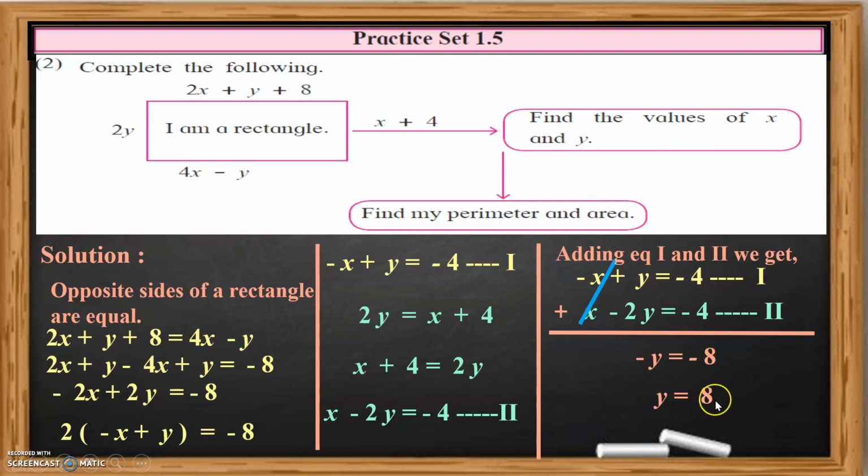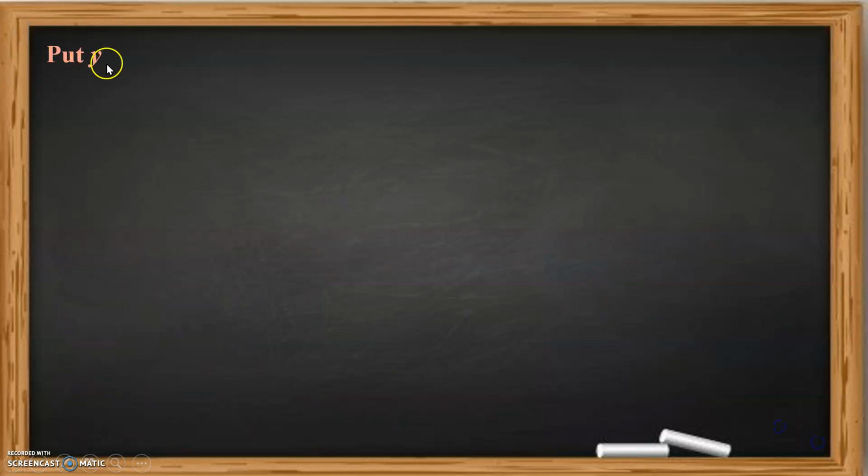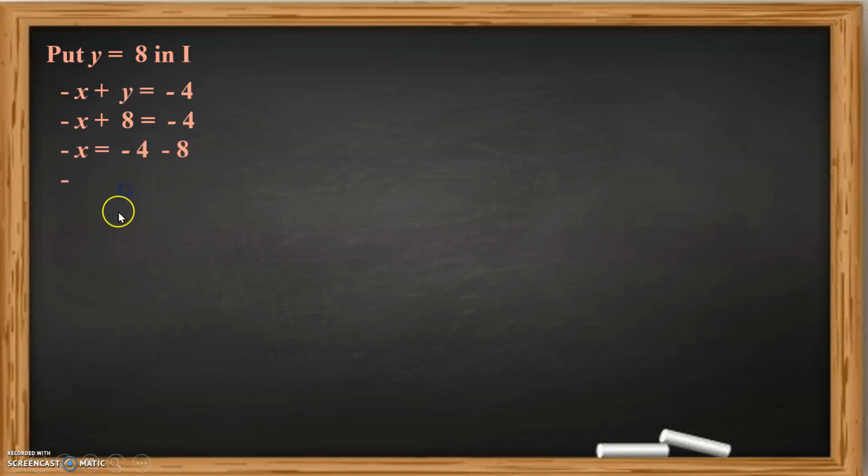Now I have got the value of y. I will substitute in any of the two equations and get the value of x. So put y equal to 8 in 1. What is equation 1? Minus x plus y is equal to minus 4. Now here I am going to substitute y as 8. So minus x plus 8 is equal to minus 4. So we get minus x is equal to minus 4 minus 8. So minus x will be equal to minus 12. And therefore we say that x is equal to 12.